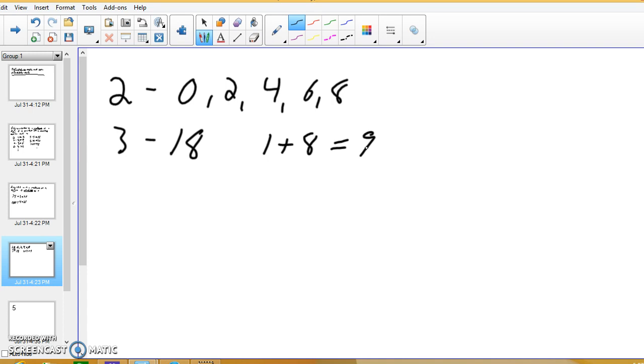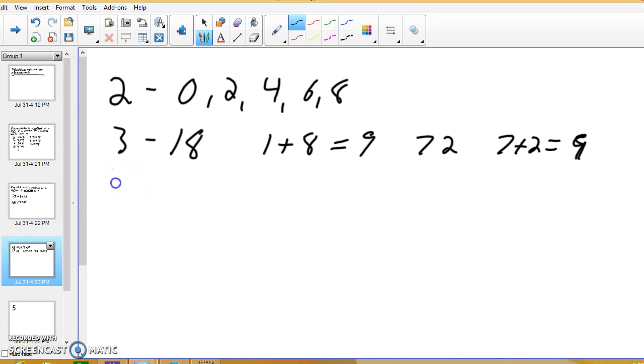Another example of that would be 72. 7 plus 2 is equal to 9, and we know 9 is divisible by 3, so therefore the number 72 is divisible by 3. And that's just a simple test for the number 3.